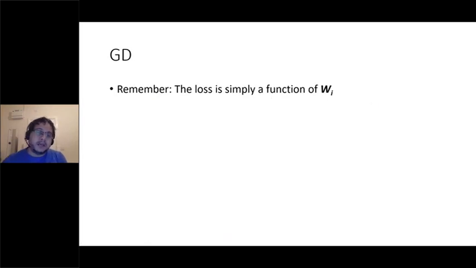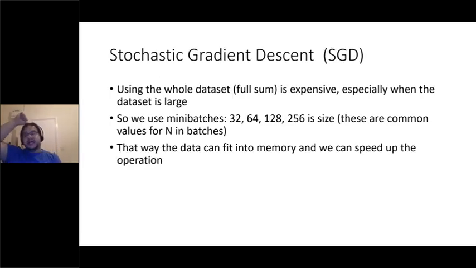And the loss function is simply a function of the different weights. This is what defines the terrain. The loss function is our terrain. So stochastic gradient descent is simple compared to gradient descent. Instead of using the whole data set, which is expensive, especially with larger data sets, use mini batches, sometimes 32, 64, depending on your case, 128, 256, and compute the gradient only for this small sample that was selected randomly.